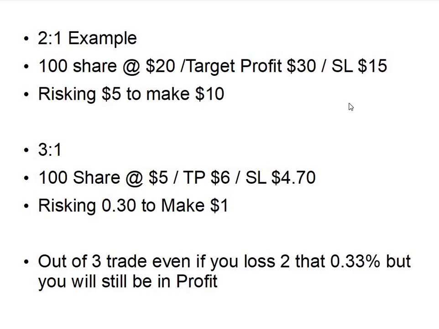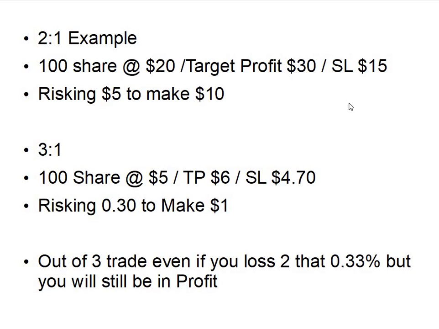So this is just a practical example. One of the trades that I usually do is, let's suppose I bought 100 shares at $5. You got a really good price at $5 and your TP is 6. You put a stop loss at $4.70. What that means is you're risking 30 cents to make $1. That's a 3-to-1 ratio.